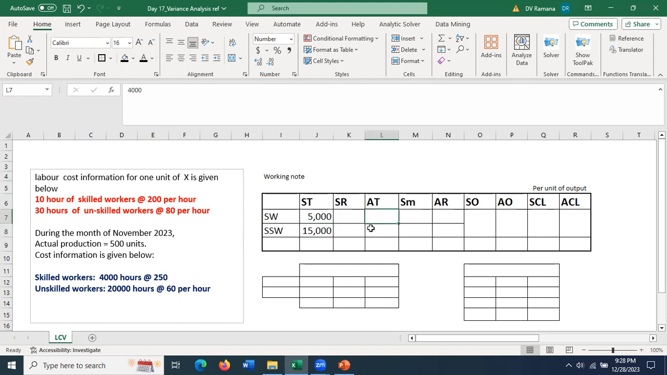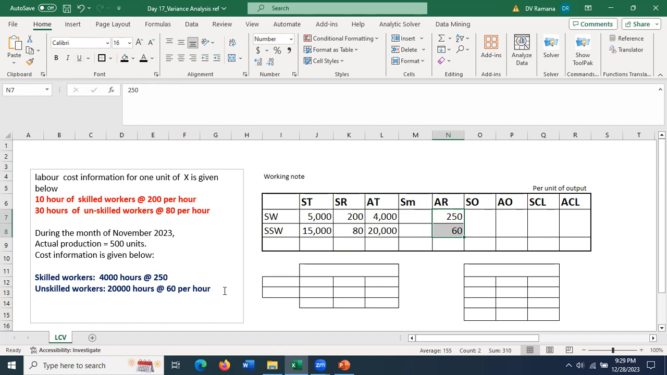But what is the actual time spent? The actual time we can see is 4,000 and 20,000 respectively. That itself shows that the budget or the standards and actuals are not the same. We have already deviated from that. What is the rate? The rate at which the skilled workers were expected to be paid was 200, and unskilled are expected to be paid at 80. You can see that the actual rate given is 250 and 60. So time has changed and also rate has changed.